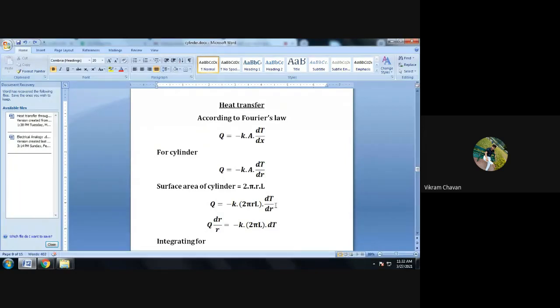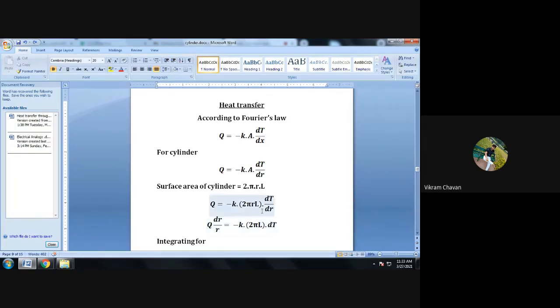Now here we have to take the integration with the limits, or with the boundary conditions. To integrate this equation, we require separate variables. Here only two variables are there: one is the temperature and another one is the radius. Temperature is varying with respect to radius. So for that reason, we have to separate these two variables.